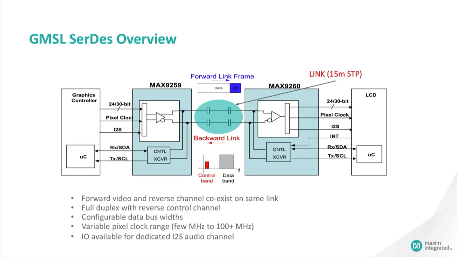The reverse channel can send GPIO, I2C, UART data, and in some cases video from the deserializer side to the serializer with reduced bandwidth. Several types of cable are supported. In the video display application shown, a shielded twisted pair is used as the serial link cable.